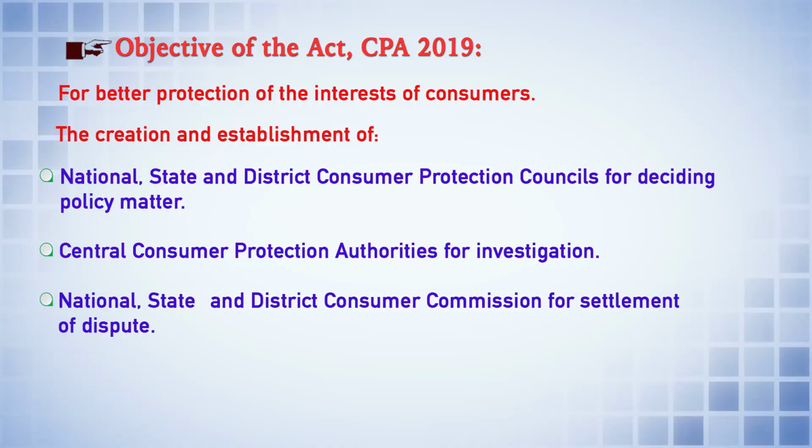The third institutional mechanism provided under the law is the establishment of national, state and district level consumer commissions for the purpose of settlement of disputes. Again, we have the three-tier structure: at the national level, the National Consumer Disputes Redressal Commission; at the state level, the State Consumer Disputes Redressal Commission; and at the district level, the District Consumer Commission. So one is for policy matters, the councils; the second is for investigation, the authority; and the third is for settlement of disputes, the commissions. These are the institutional mechanisms provided in the Consumer Protection Act.